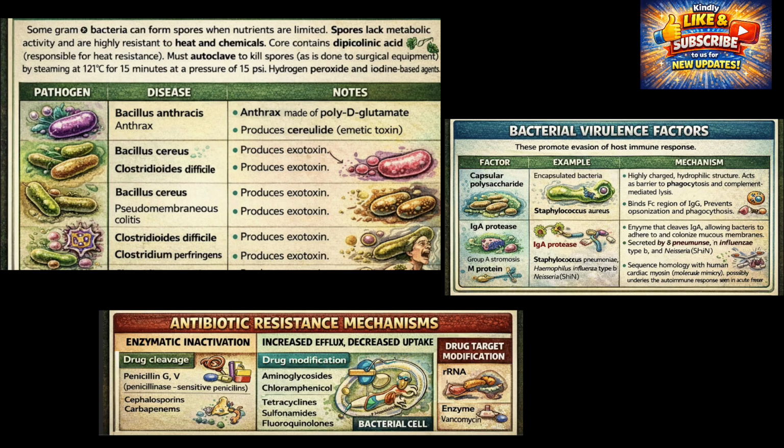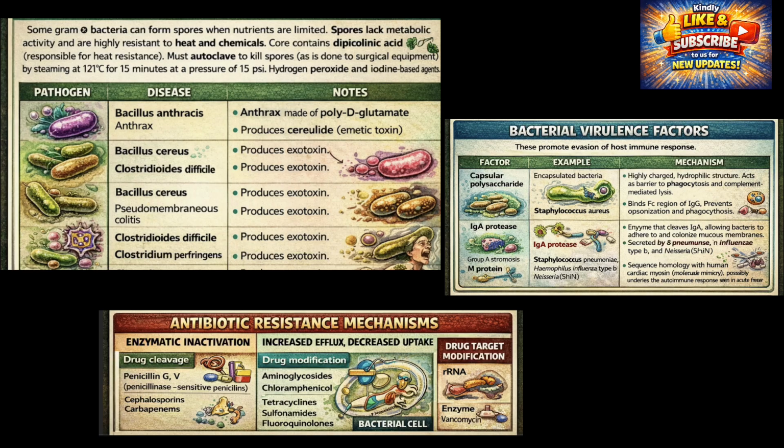Aminoglycoside resistance commonly occurs through acetylation, phosphorylation, or adenylation of the drug, preventing binding to the 30S ribosomal subunit. Chloramphenicol resistance is classically due to acetyltransferase production, a detail frequently tested when a broad-spectrum drug fails despite intracellular penetration.